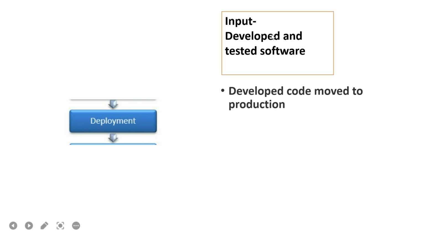Your developed and tested software is the input of the deployment phase, right? So now your developed code will be moved to production. That is the output, and now your application is in the market. In the maintenance phase, the production issues are addressed. Okay, this is how the waterfall model works, and the inputs and outputs of each phase of the waterfall model have also been addressed. Okay, any doubts in the waterfall model?